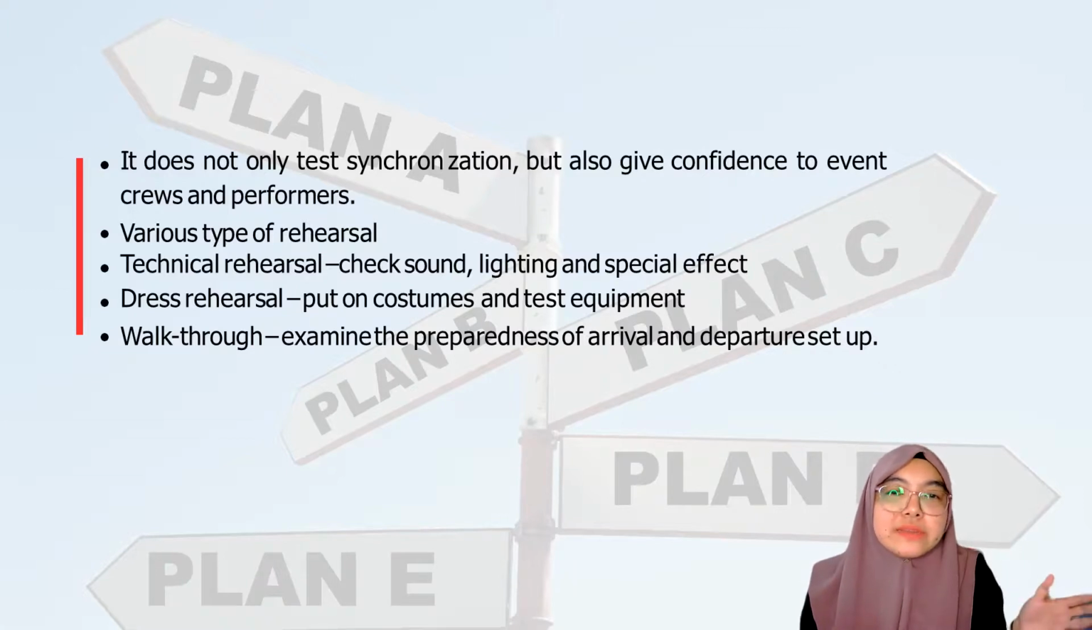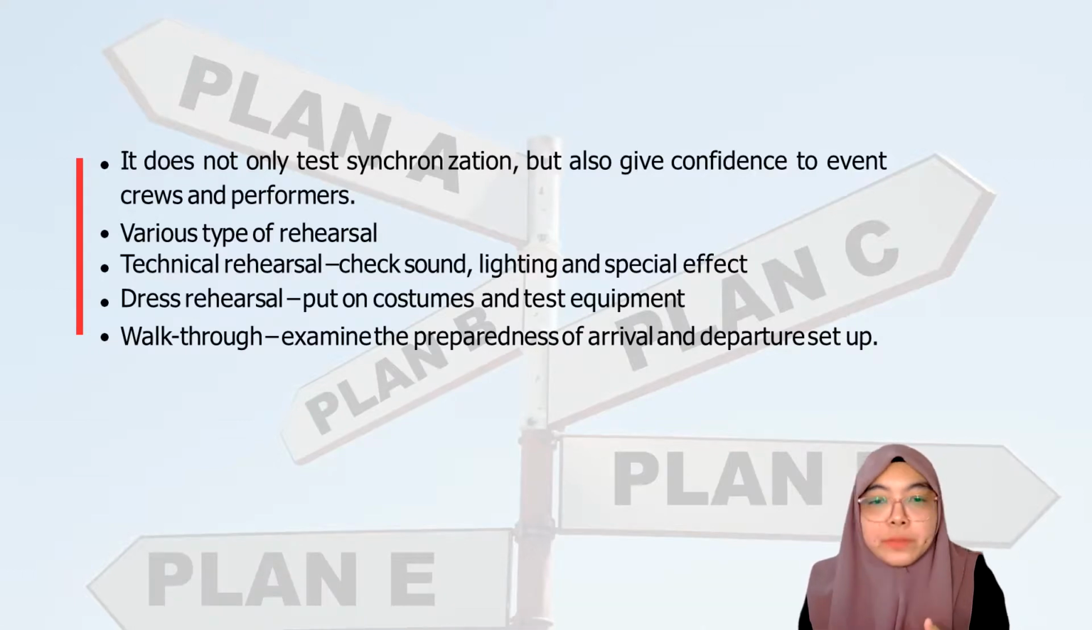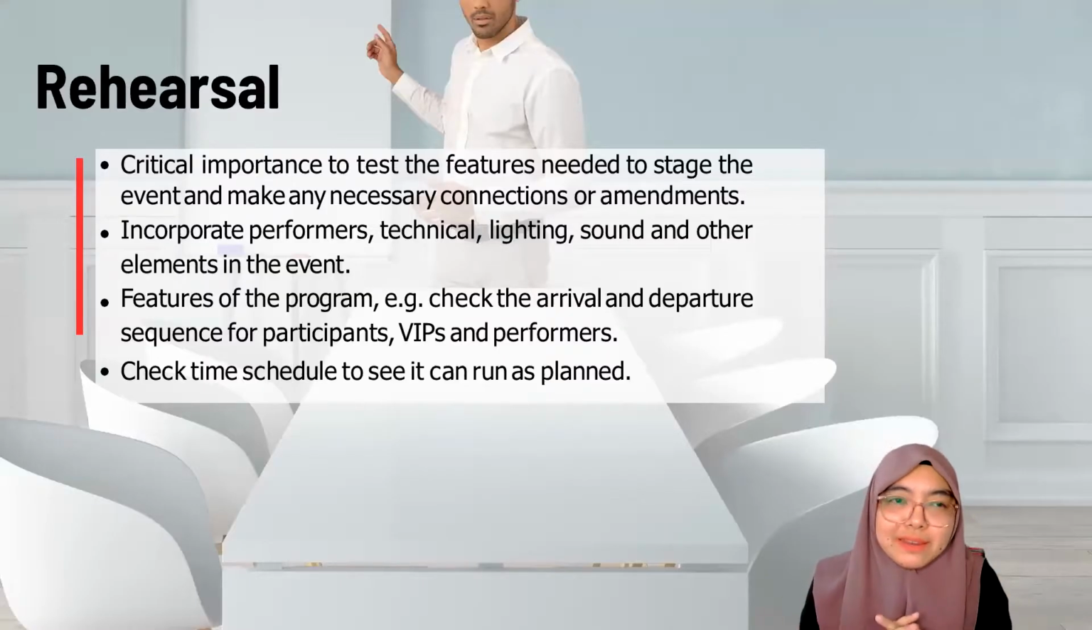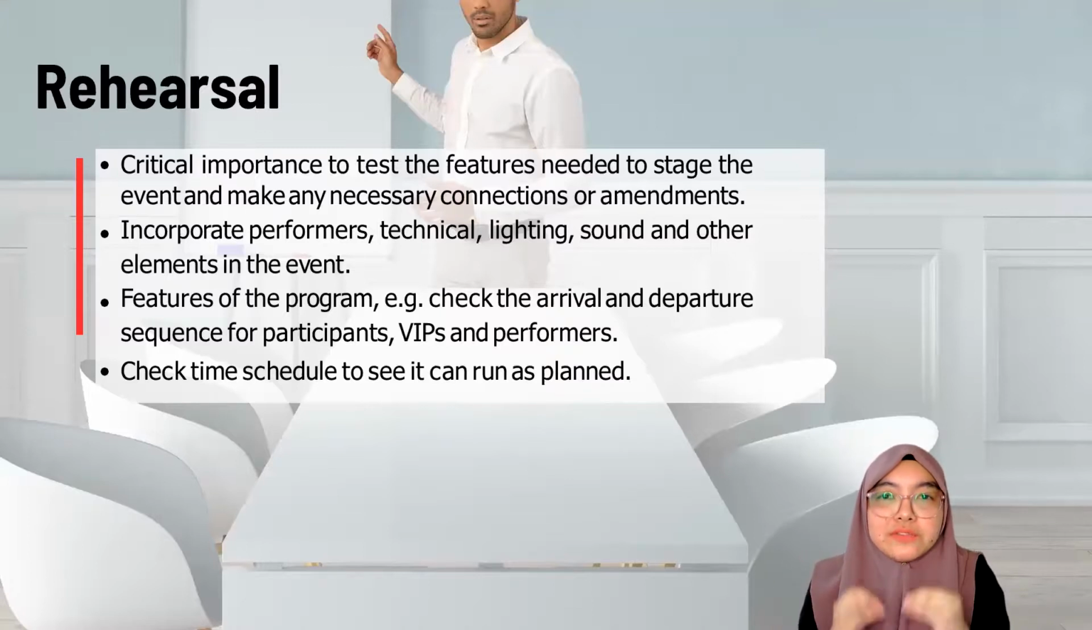Then walk through, examine the preparedness of the arrival and departure setup. So everything you need to have a rehearsal so that everything is okay. Lastly, rehearsal. It is of critical importance to test the features needed to stage the event and make any necessary corrections or amendments. So you need to incorporate performance, technical, lighting, sound, and other elements of the event. Actually, you need to check on every little tiny thing and also the huge parts of your event. So you need to check everything.